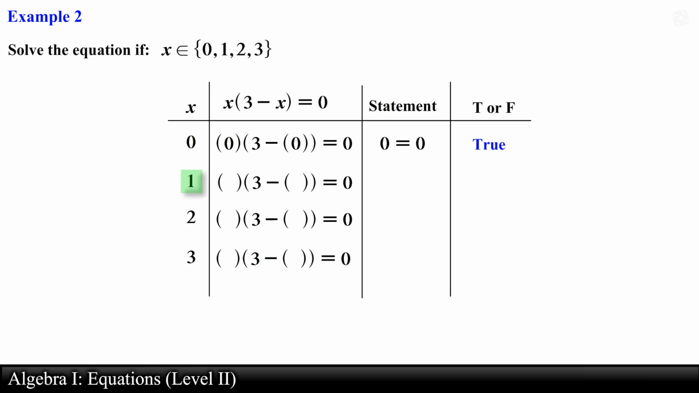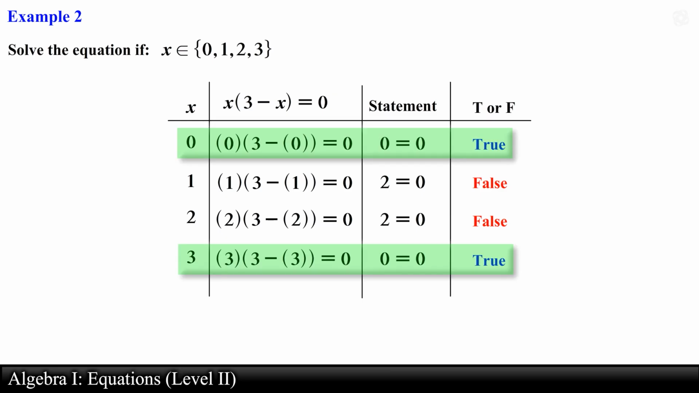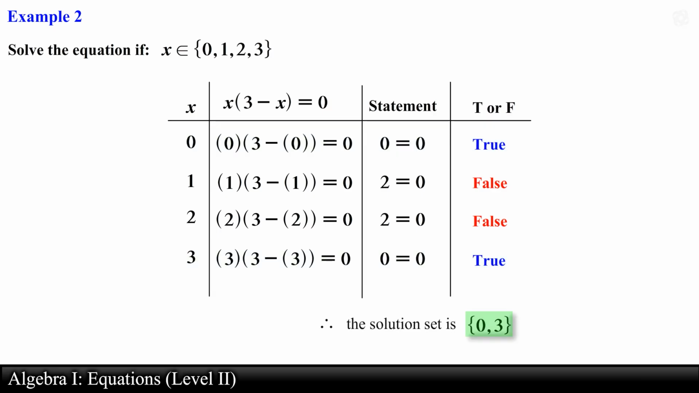The second element of the domain is 1, so substituting that into the equation yields the statement 2 is equal to 0, which is false. The third element is 2, so substituting that into the equation yields the statement 2 is equal to 0, which is also false. Lastly, the element 3 is substituted into the equation, which yields the statement 0 is equal to 0, which is true. Looking at the results, we see that two elements of the domain yielded a true statement. Therefore, the solution set is {0, 3}.